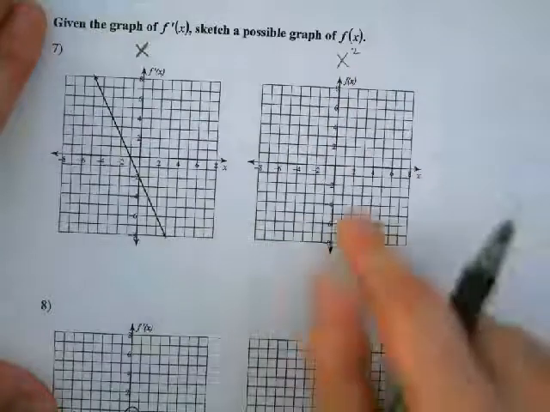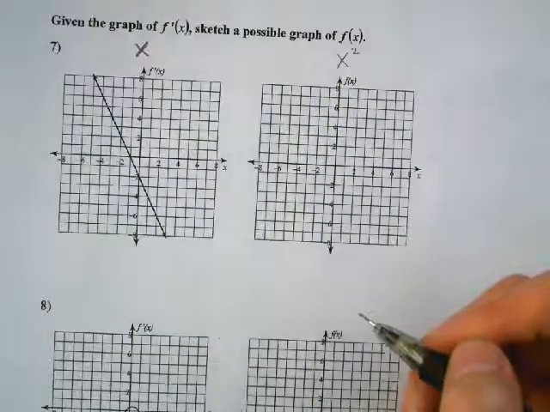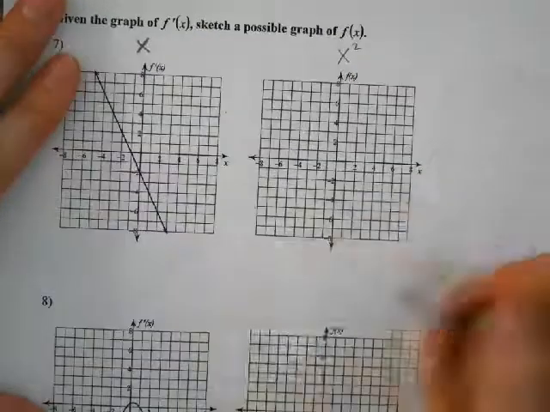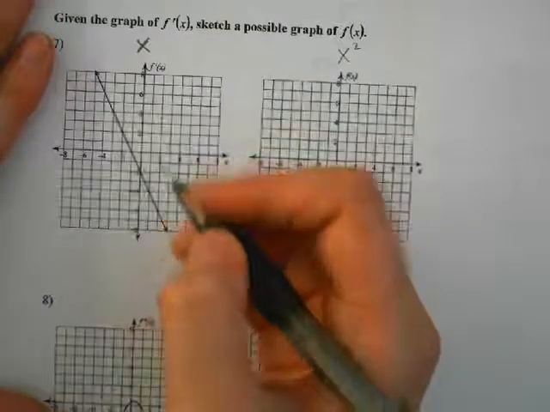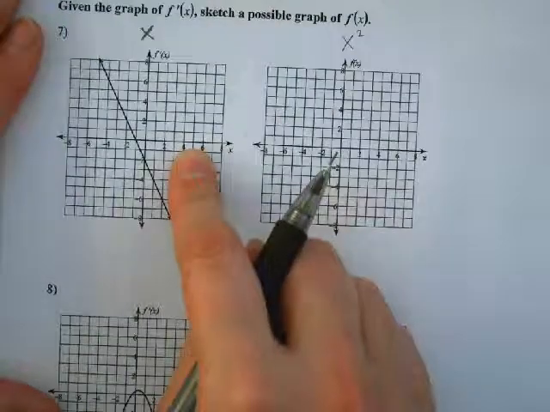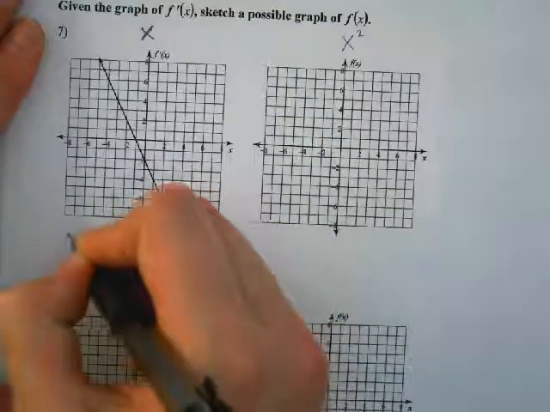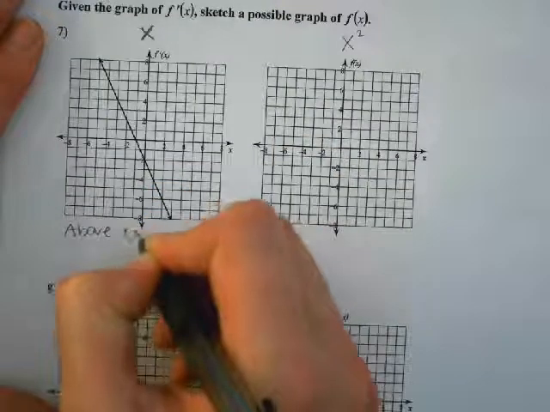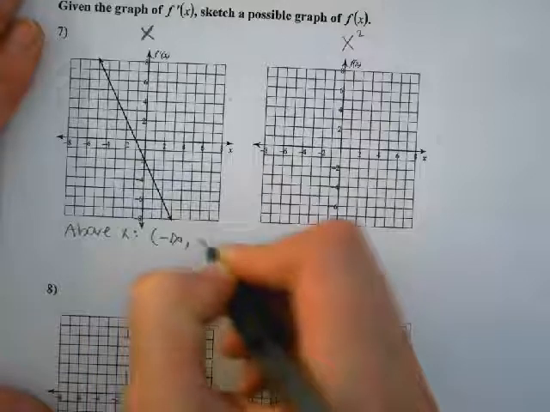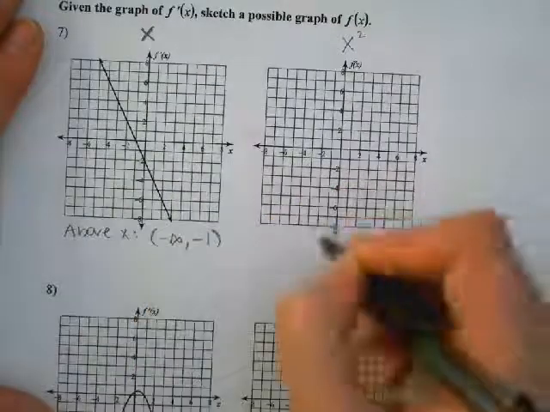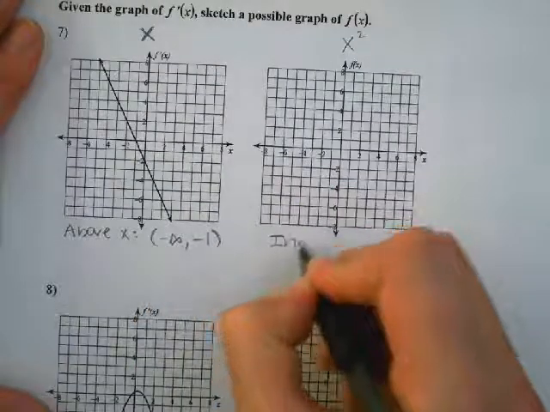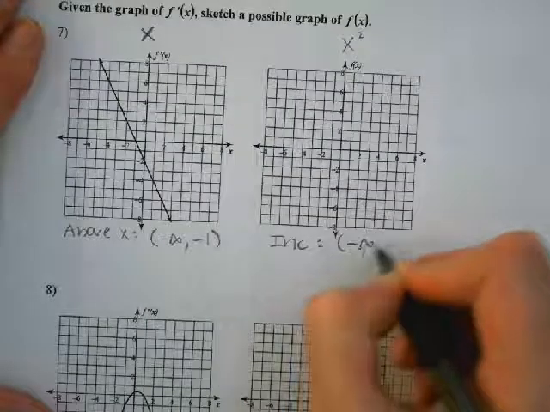So that means that your function for this one must be a parabola. You're going to have a parabola somewhere here. All it does is touch -1. Yeah. So when you look at this one, where is it above the x-axis? Negative infinity to -1. What does that mean for the original function? Increasing from negative infinity to -1.